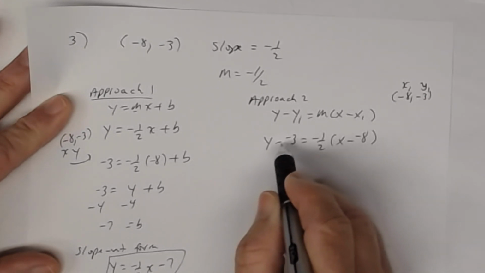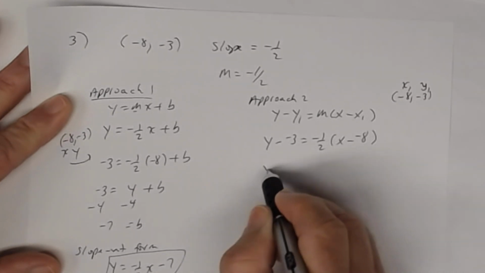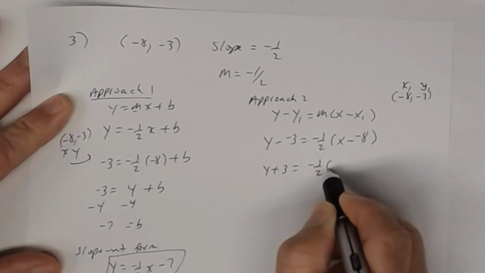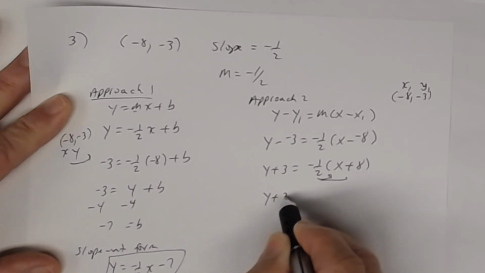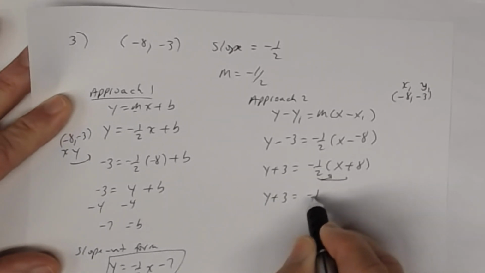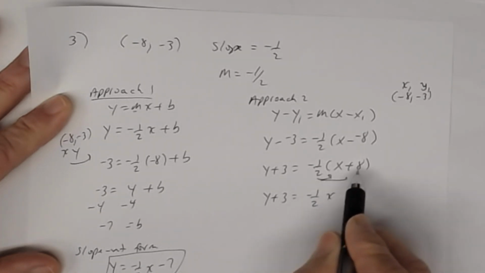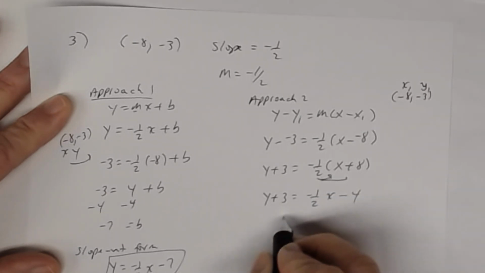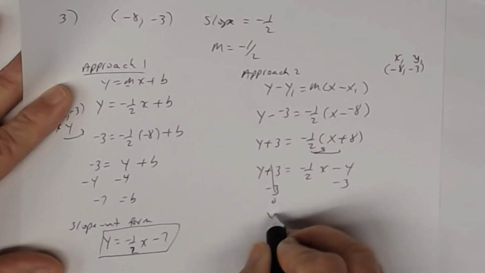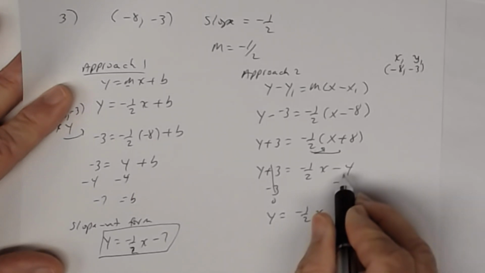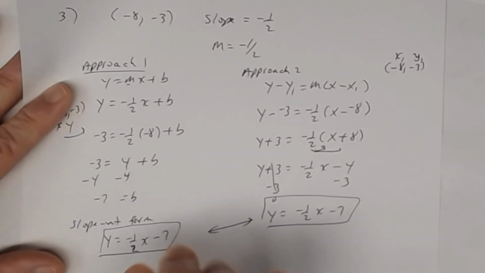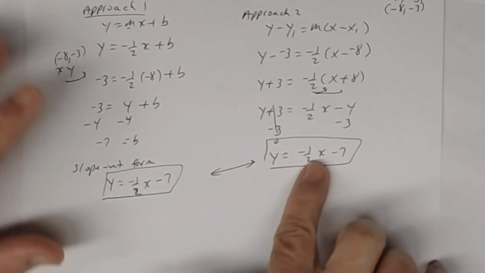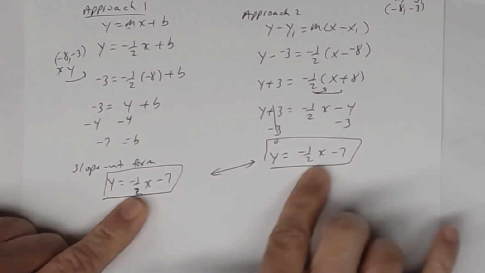Simplify this before you distribute. So I get y plus 3 equals negative 1/2 times x plus 8. Now distribute. So y plus 3 equals negative 1/2 times x is a negative 1/2 x. A negative 1/2 times a positive 8 is a negative 4. And then finally subtracting 3 from both sides to get y by itself, I get y equals negative 1/2 x, a negative 4, and a negative 3 is a negative 7. So notice that's slope-intercept form. Regardless of which approach you use, you all get the same equation for slope-intercept form.